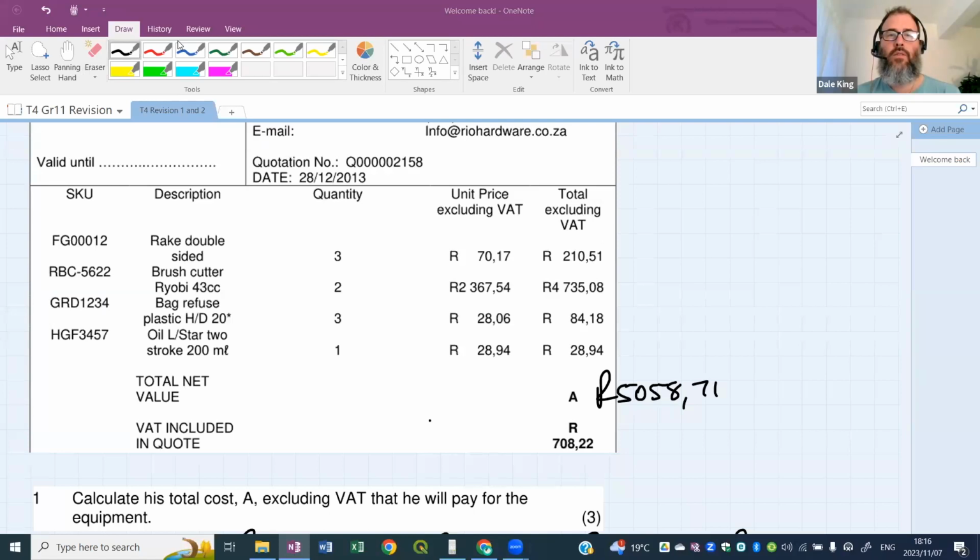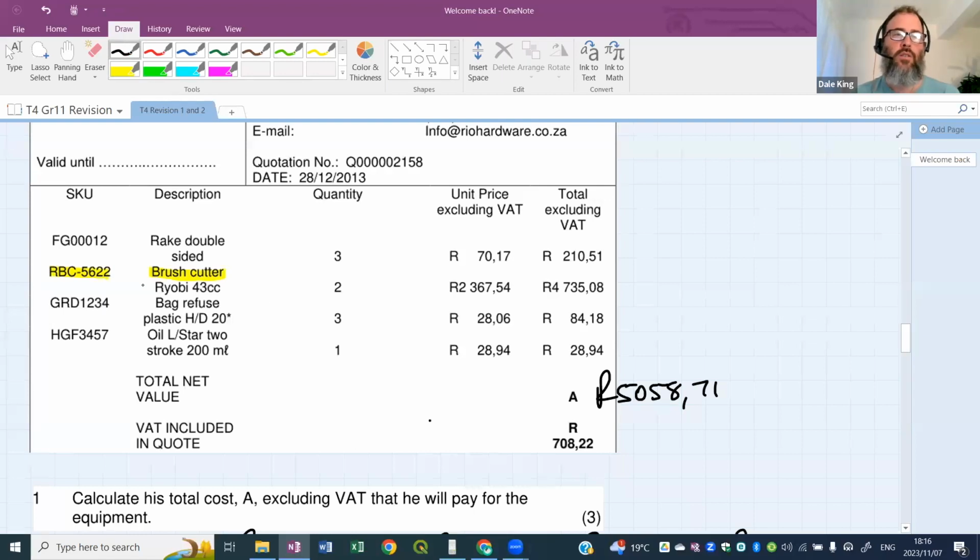Yes, well done. Good job, good job, good job. Brush cutters. Yes, so there it is there. There's the SKU number. So they're looking at the brush cutter. Very good. Nice and easy. Guys, we're enjoying these free marks. Free marks. Yes, well done to you all.